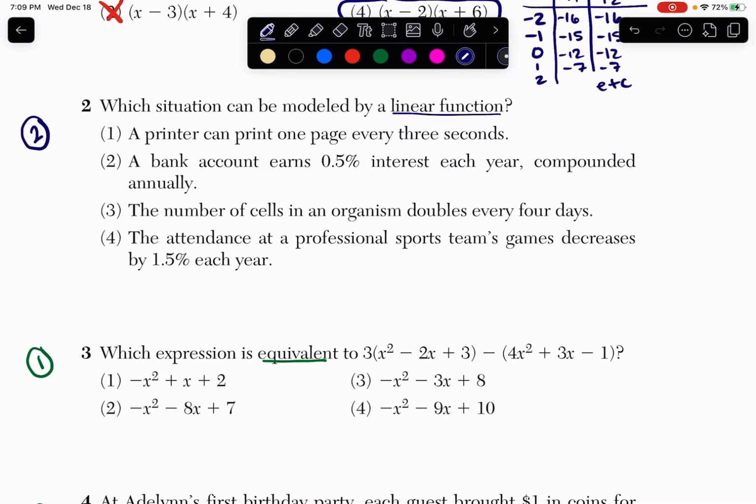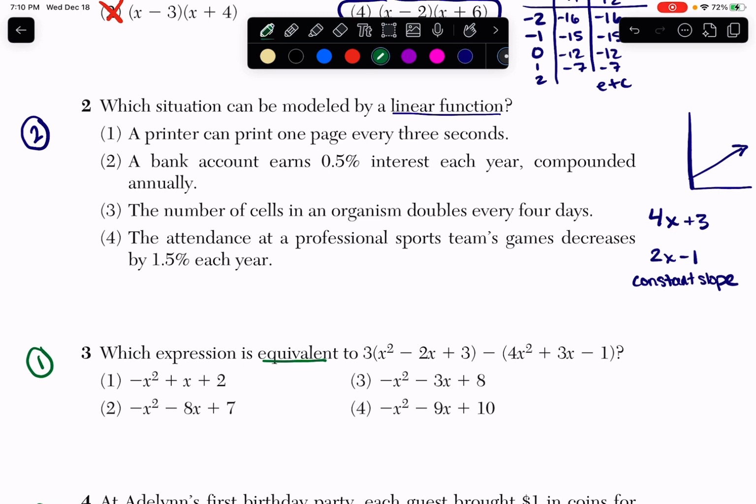Moving on to 2, which situation can be modeled by a linear function? Before I look at my answer choices, I'm just going to write down what I do know about linear functions. If I graph this, it's going to be a straight line, because everything we did in Unit 2 was a straight line. I also know that in their equations, they have things like 4x plus 3 or 2x minus 1. So this has a constant slope. I'm going to read through my answer choices and see what I think.